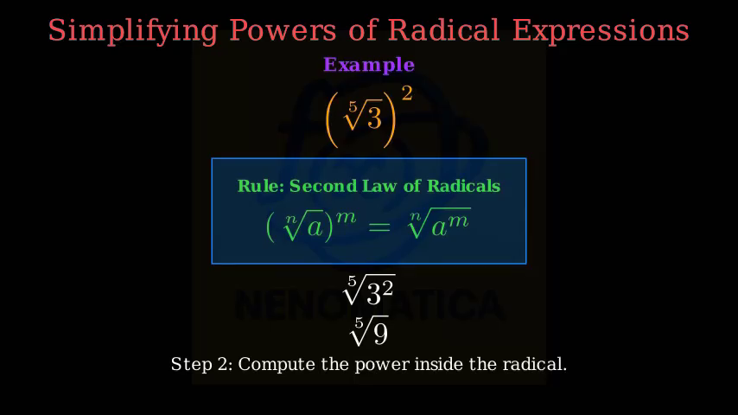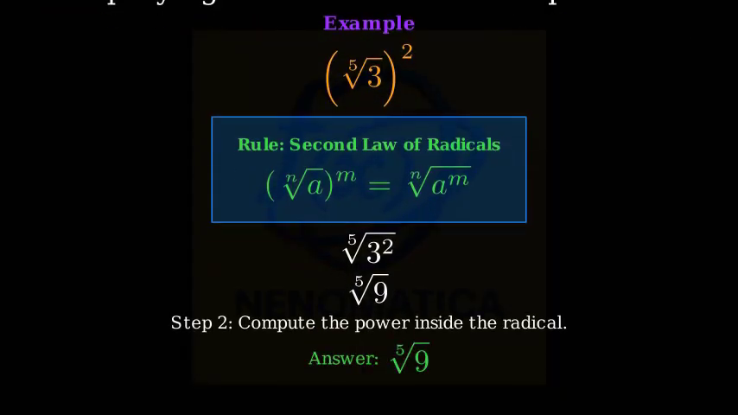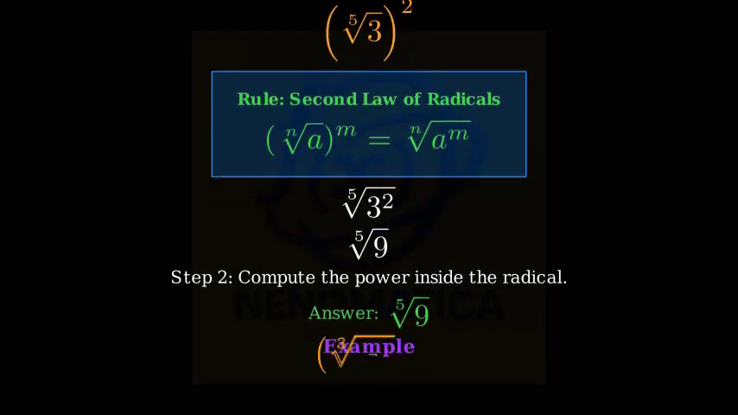So our fifth root of 3 squared becomes the fifth root of 9. And that's our final answer for this example. The fifth root of 9 cannot be simplified further. Let's move on to our second example.